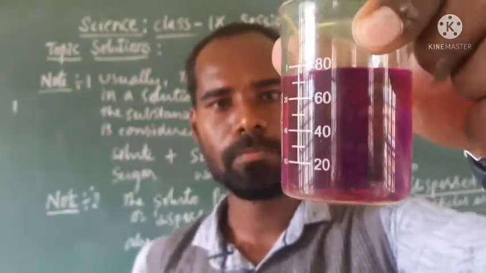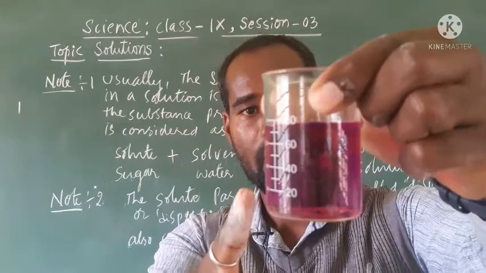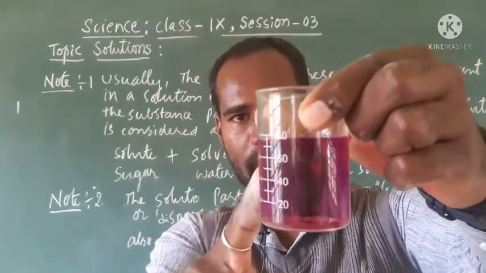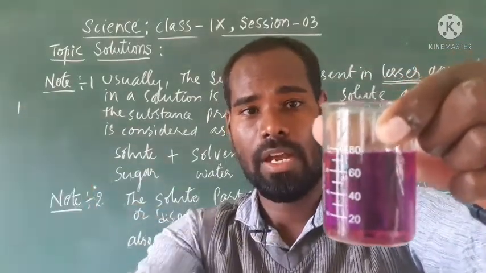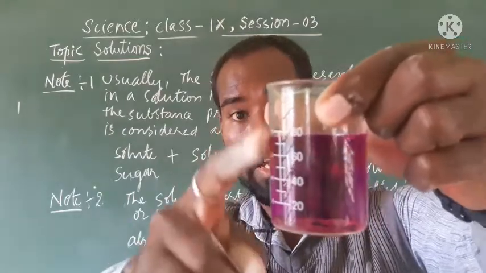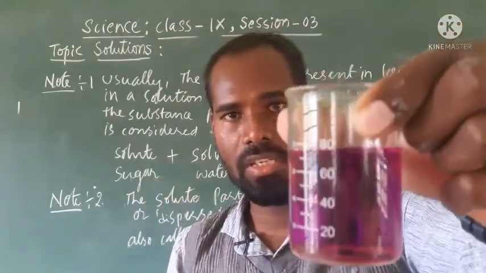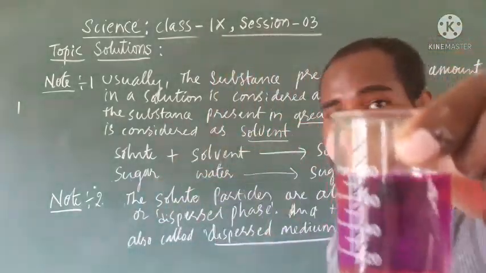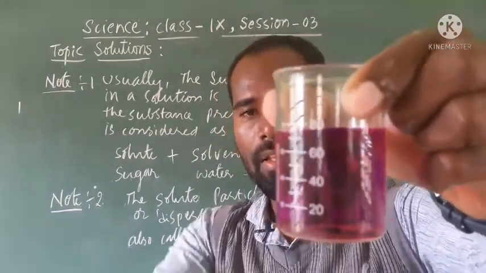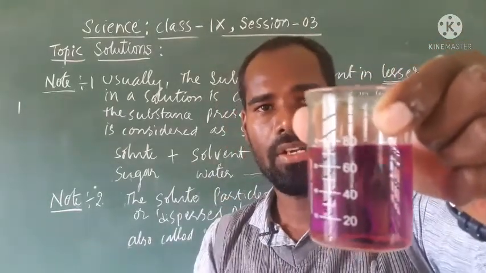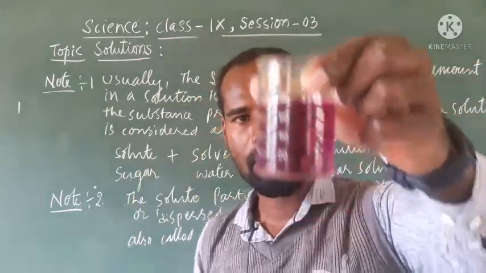That too most important. And here potassium permanganate crystal is the solute, and that would be the dispersed particles or dispersed phase, and that was very small, lesser in amount, and I had taken more amount of water, that is a greater amount of solvent I had taken. See, everything you can see here. Therefore it is said that usually the substance which is present in a lesser amount in a solution is considered as a solute, that is potassium permanganate crystal, and usually the substance which is present in a greater amount is considered as a solvent.